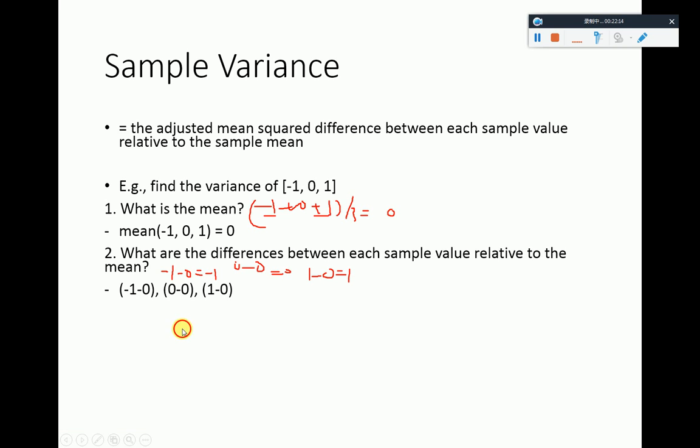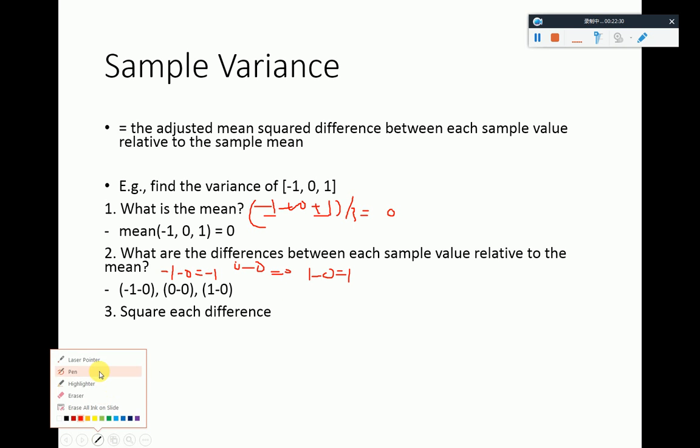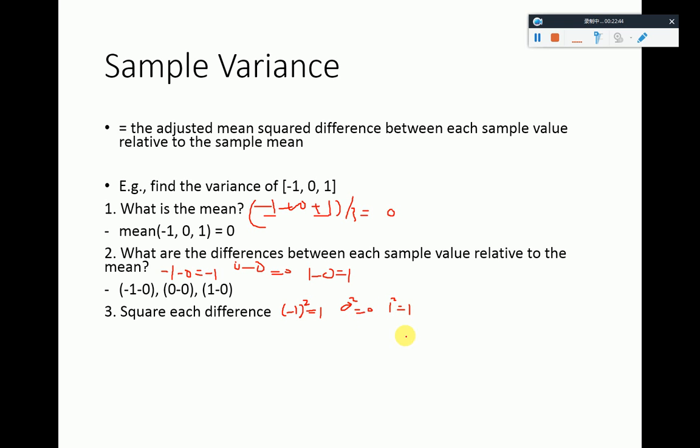Third step, okay, is to square each difference. So it's the squared difference. See? The squared difference. So now we will square each of the differences. Okay? Should be easy, right? So what's the square of -1? It's 1. What's the square of 0? 0. What's the square of 1? 1. There we go. Now, okay, so there we go, right? So why do we have a negative sign here? So scratch that. We shouldn't have anything here. Okay.